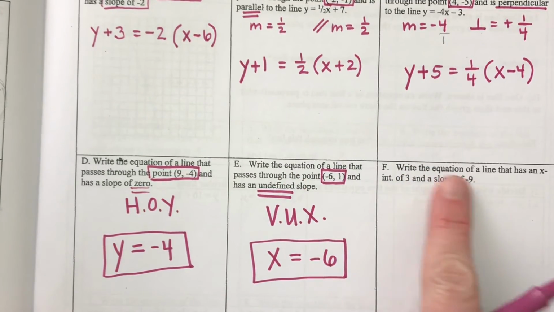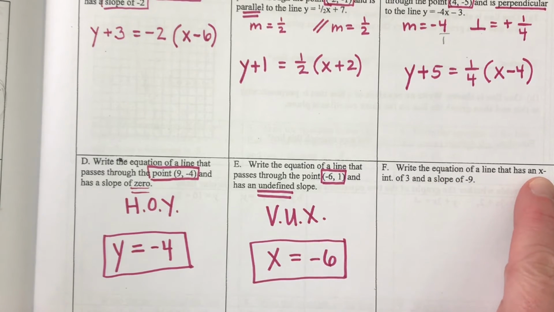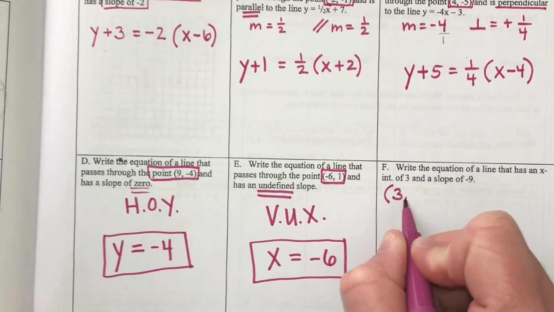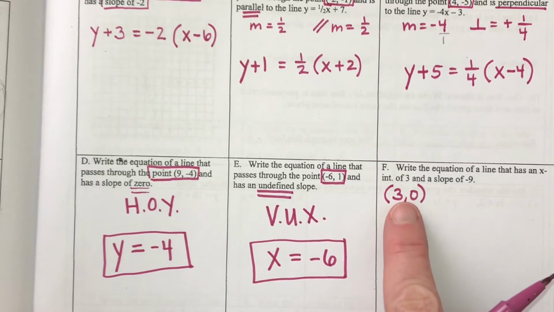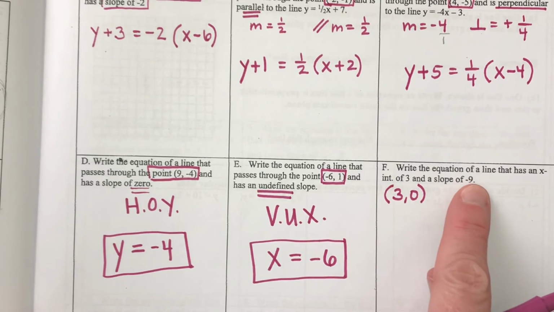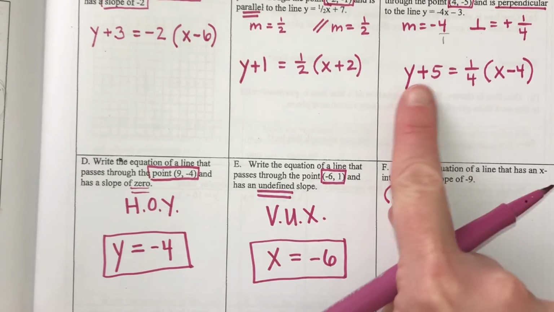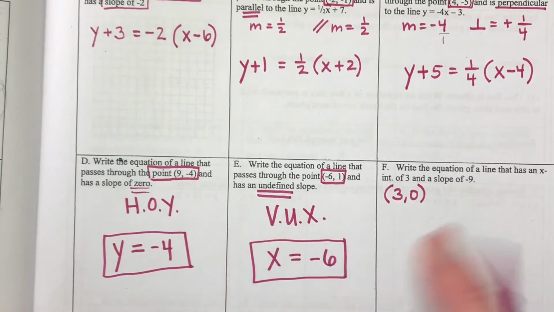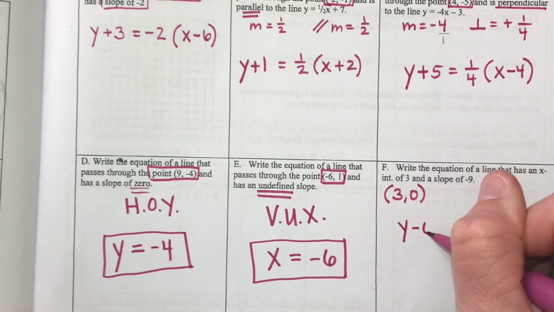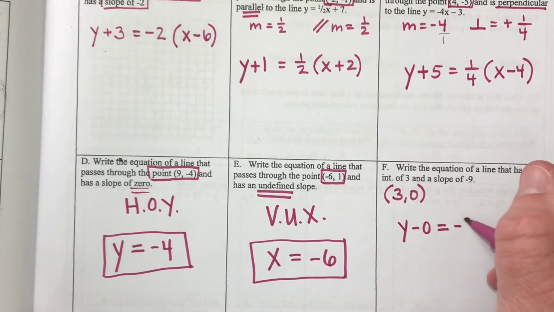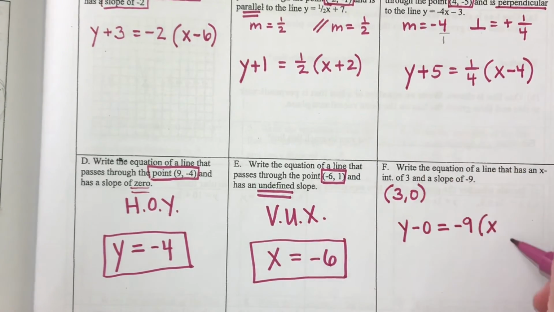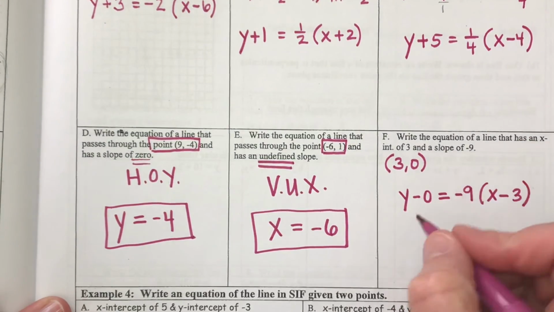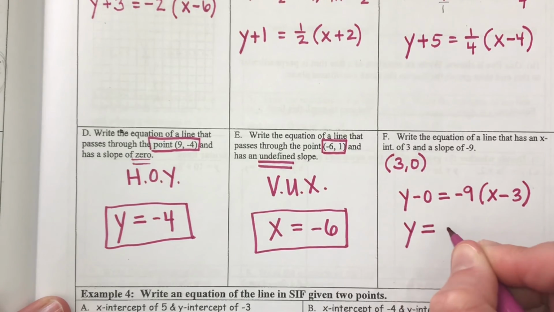All right, now we have one more. Write the equation of a line that has an x-intercept. An x-intercept would be the point x, 0. So if it's an x-intercept of 3, it's going to be 3, 0. And then my slope is -9. So now I'm going to use my point-slope form because I do have a point and I do have slope, and it's not a HOY-VUX. And so y minus 0 is equal to my slope -9, and then x minus my x value of my point. And then I'm going to simplify this just a little bit because y minus 0 really can be simplified to just y.